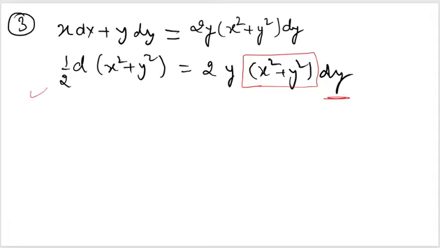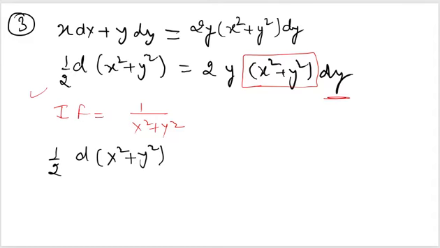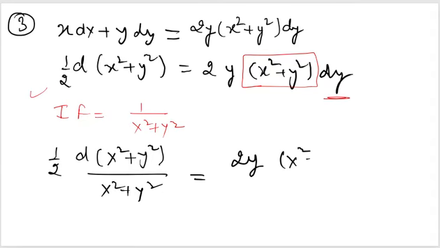So our integrating factor is spotted, that is 1 upon x square plus y square, and when you divide on both sides, you are getting this, and on this side we are having 2y, it will get cancelled.